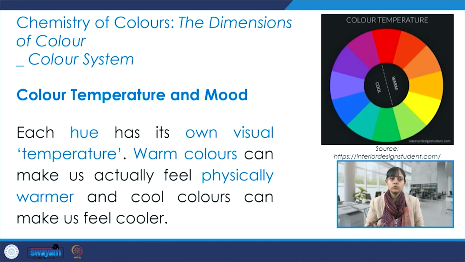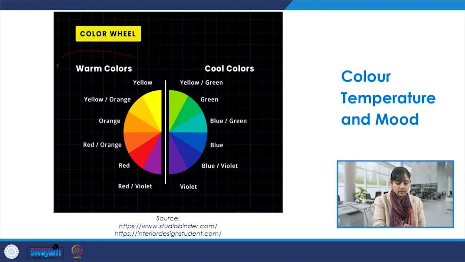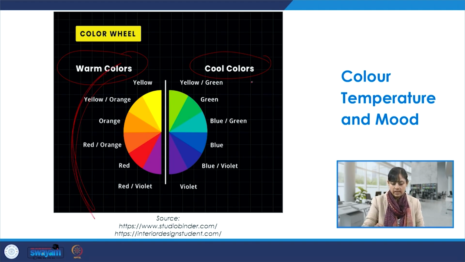Then, color temperature and mood, like I was talking about. Each hue has its own visual temperature. Warm colors can make us actually feel physically warmer, and cool colors can make us feel cooler. So there are physical as well as psychological implications on what kinds of colors we choose and how they impact our mood. If we look at the color wheel here, the warm colors and cool colors can be seen. So these are the warm colors, the yellows, the yellow oranges, and here the blue green, violet, blue violet. So there is an association of color temperature with our mood.